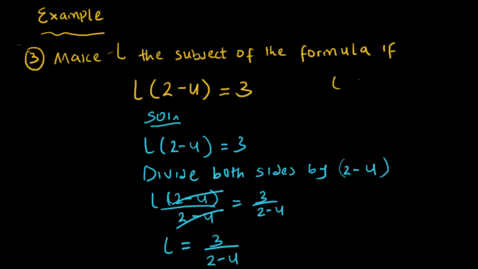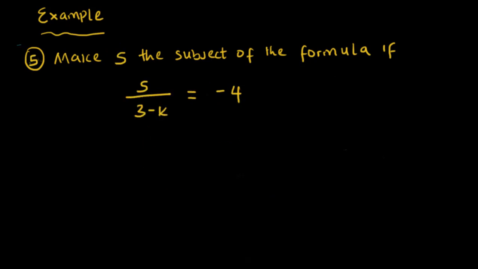And as soon as I have L on one side of the equation, I've gotten my answer. This here is the answer. Let's take one more example. So we have make S the subject of the formula if S all over 3 minus k equals minus 4. Now if you follow the principle, this is still not hard.